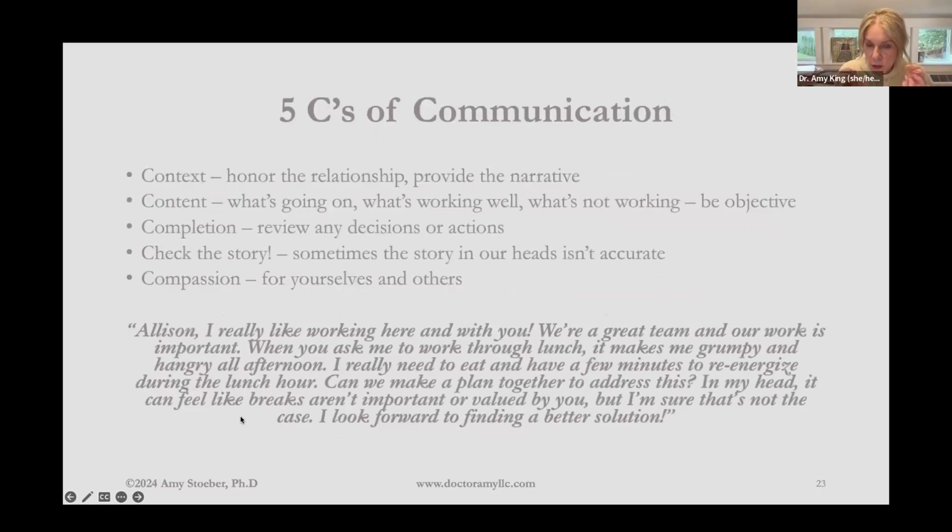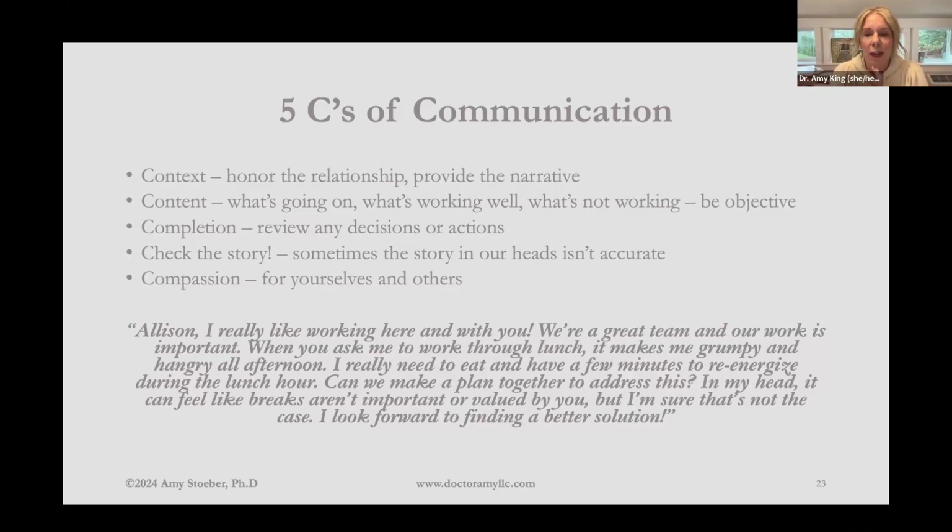So here's just another little tool for you. I call it the 5 C's of communication when we're trying to integrate some of those things that help us feel well. The 5 C's are really honoring the relationship, providing some content about what's going on and trying to be as objective as possible. And then we want to actually make a plan. And then check the story. Sometimes the story in our head is not accurate, and offer some compassion. So it's as if Bill was reading our minds.